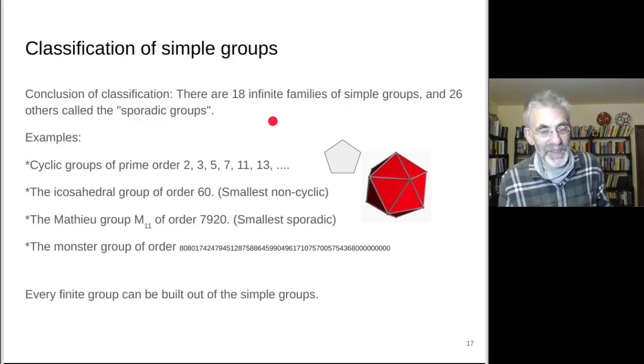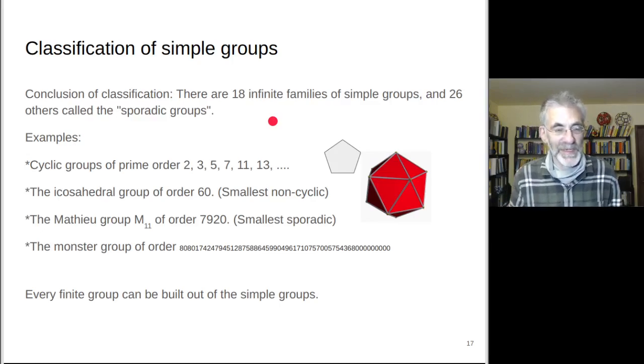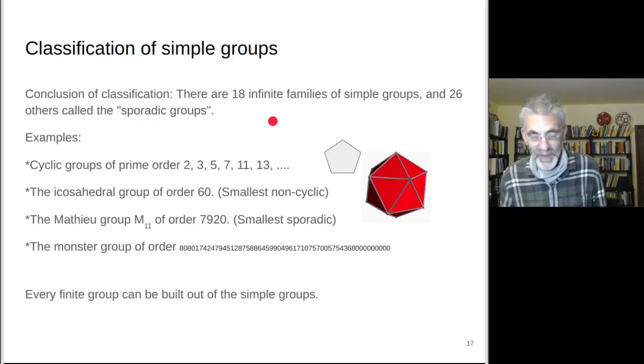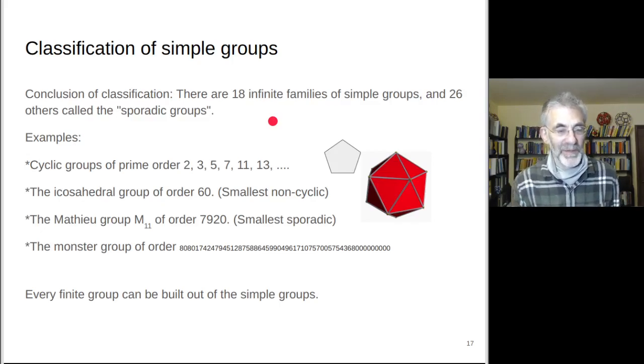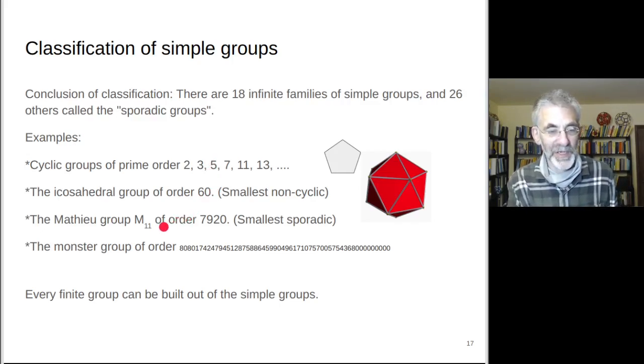So the result of the classification of simple groups, as I said, is there are 18 infinite families and 26 others, and the 26 others are the sporadic groups that I want to say a bit about later on in the talk. So here are some examples. The cyclic groups and the icosahedral group we've already mentioned. Some examples of the sporadic groups that I'll be talking a little bit about later are the Mathieu group, which is the smallest one with 7,920 elements, and the monster group, which has this ridiculously large number of elements.